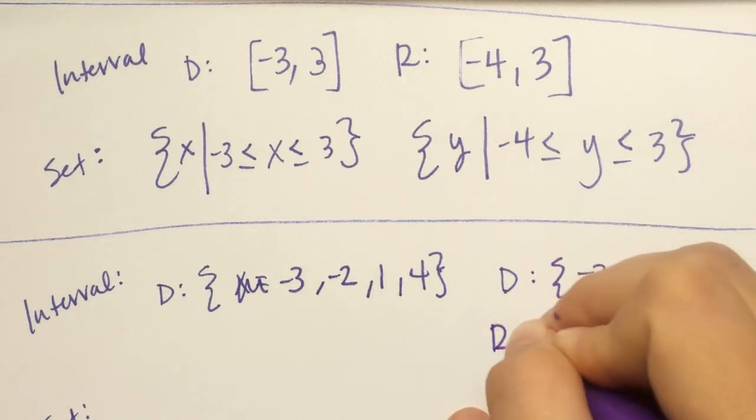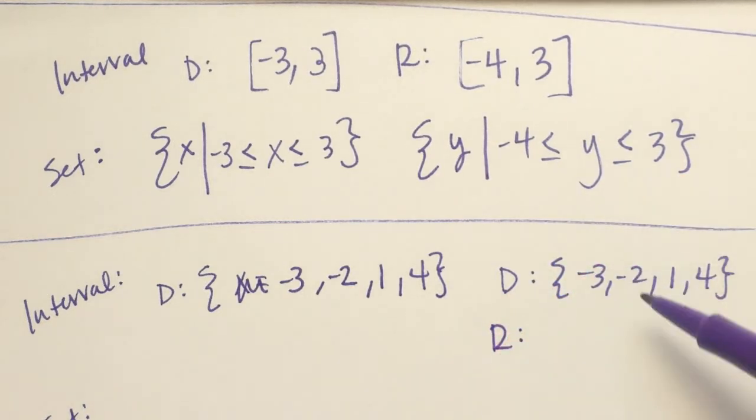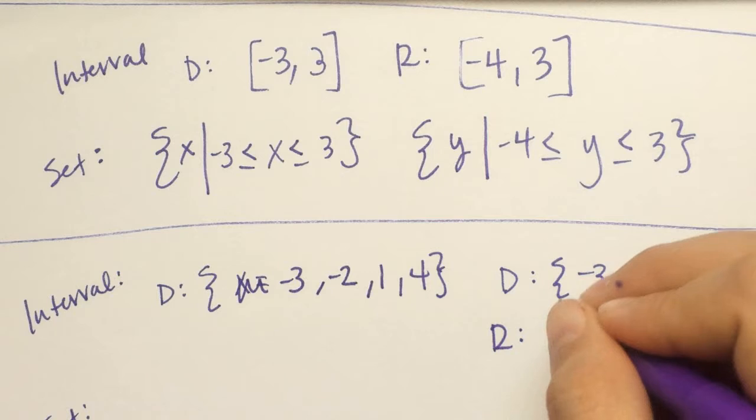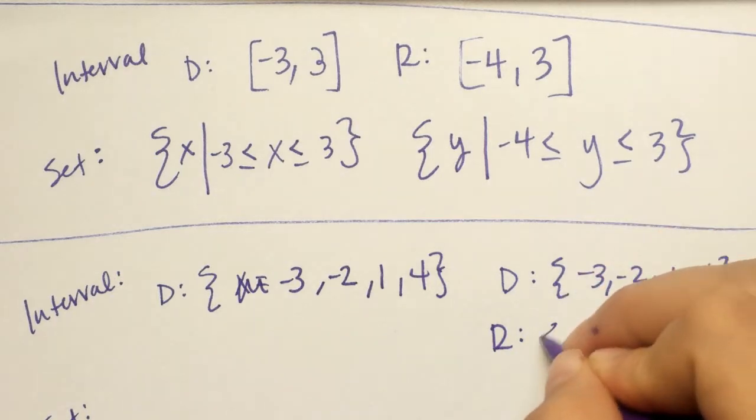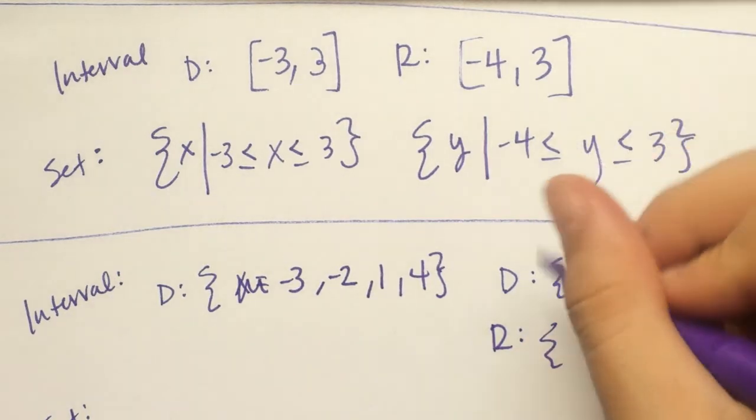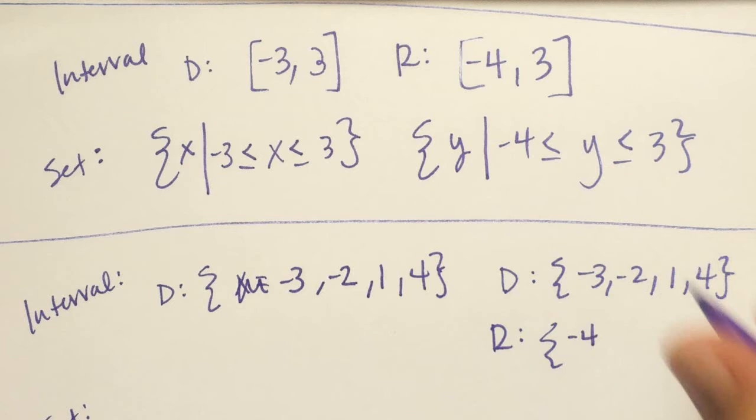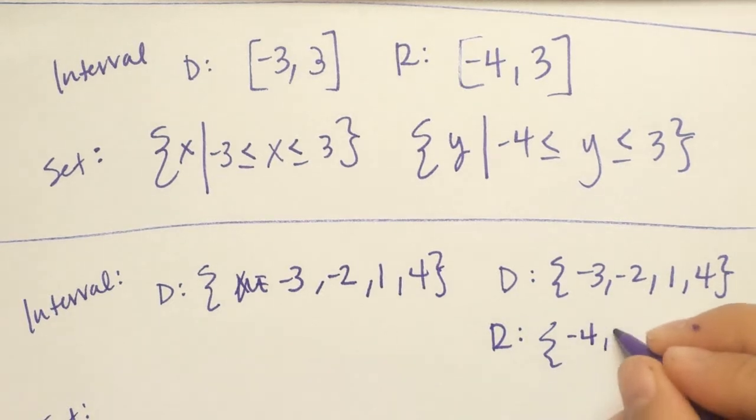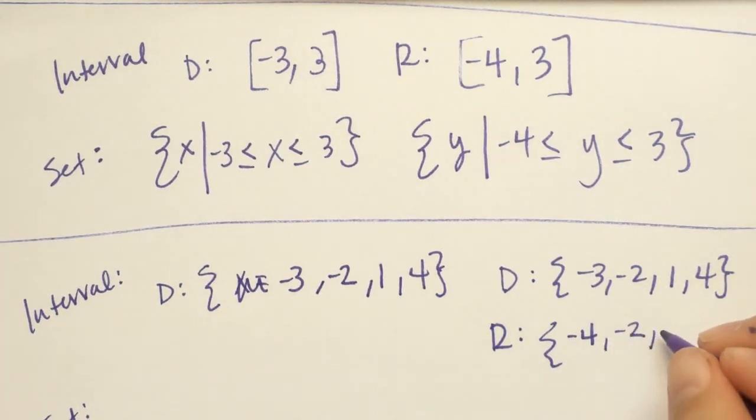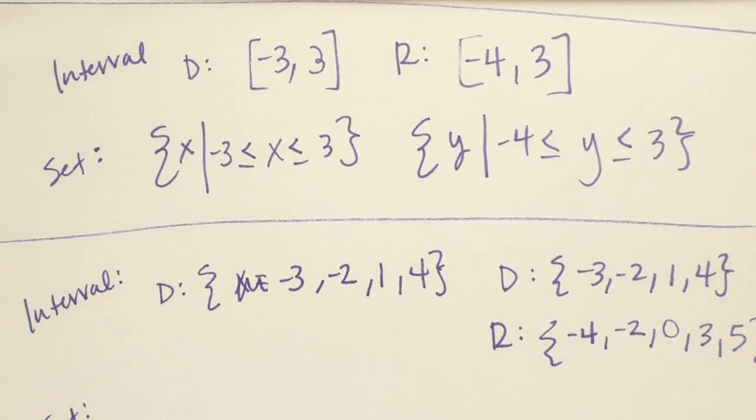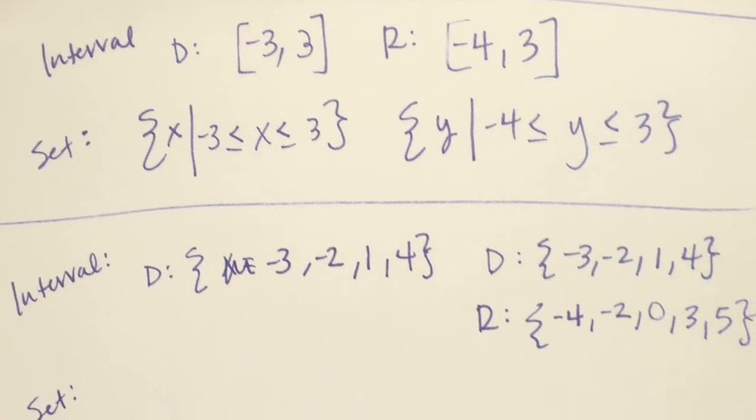For your range, you're going to list all the Y values. Now, if any of them repeat, you just write the number once. It's always lowest to highest. So in this one, it's going to be -4, -2, 0, 3, and 5. So that is interval notation.